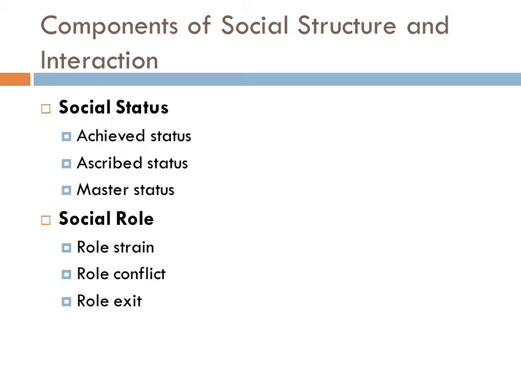Now, social role is different. This is the other half of social structures and interaction. A social role is a set of behavioral expectations that are associated with a social status. So, for example, if you're a student, there are a set of expectations of how you are to behave as a student. That's a social role. If you think of it as acting, you're playing a character. You know how a certain character is supposed to behave. You're taking on that kind of role.